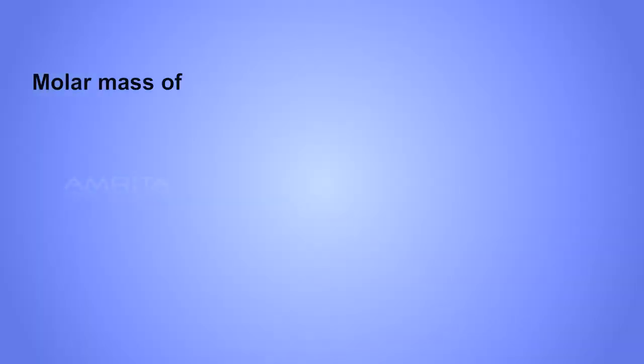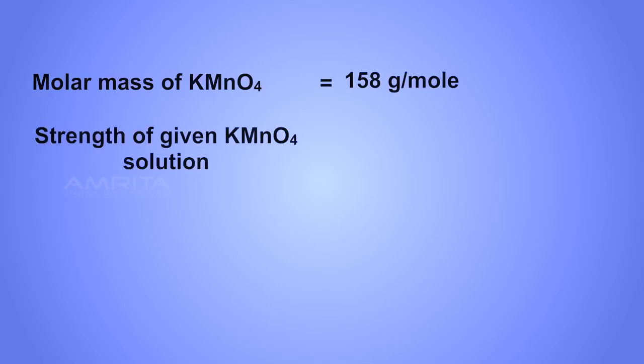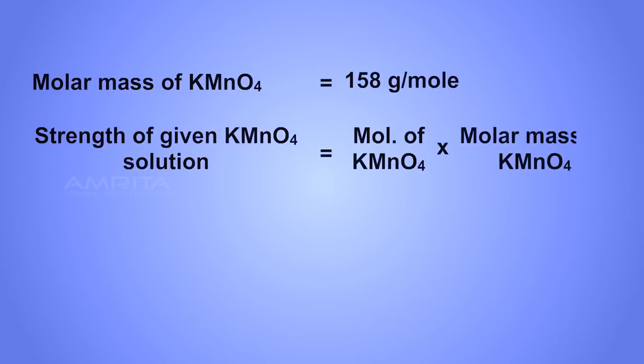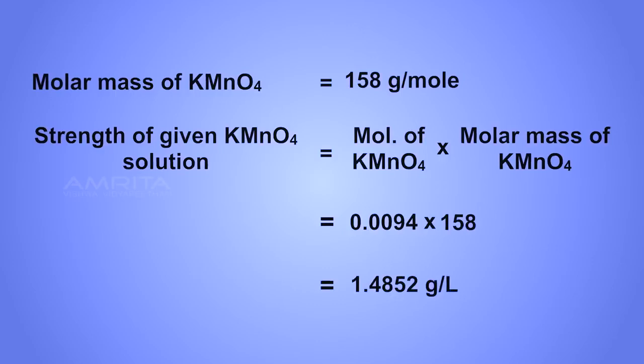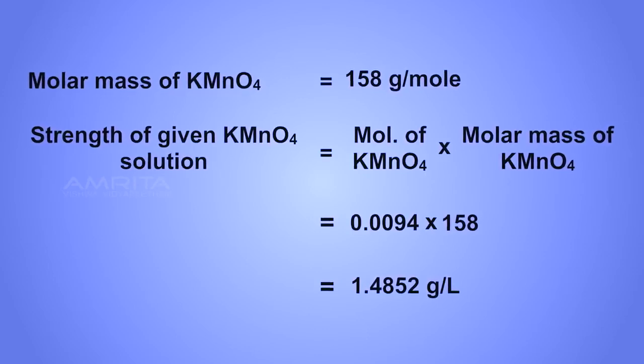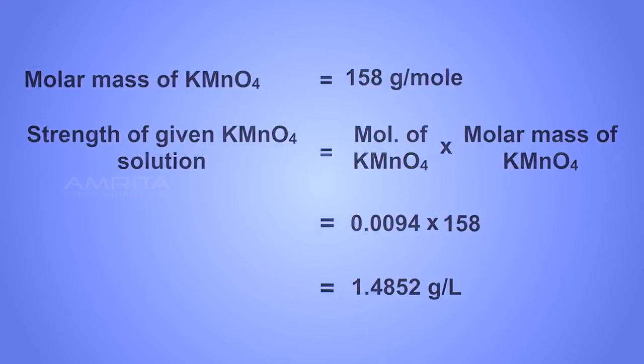Molar mass of potassium permanganate is equal to 158 grams per mole. Therefore, the strength of the given potassium permanganate solution is equal to molarity of potassium permanganate into molar mass of potassium permanganate, which is equal to 0.0094 into 158, which gives us 1.4852 grams per liter.